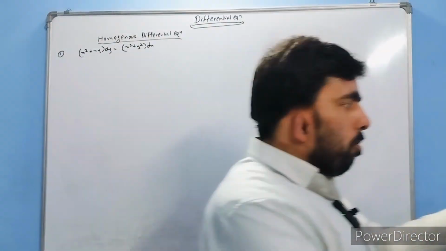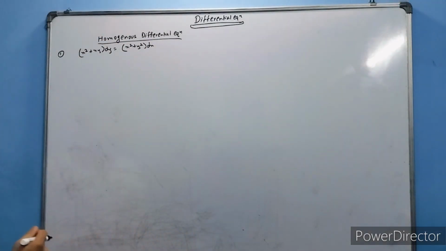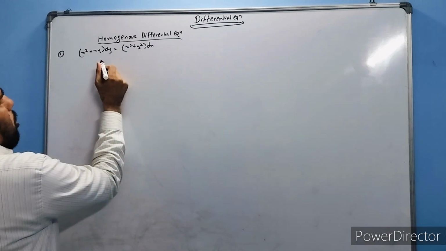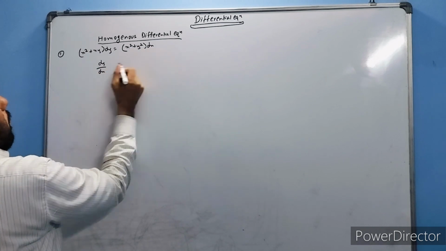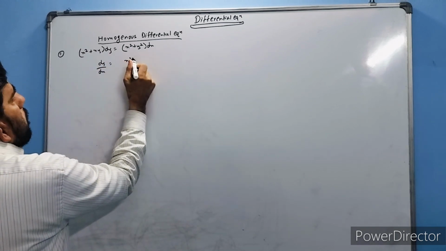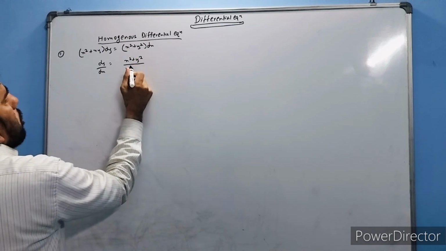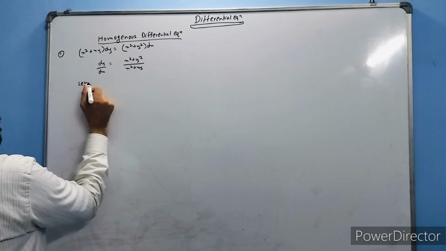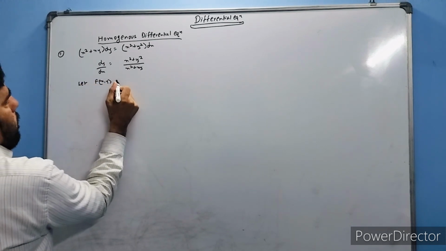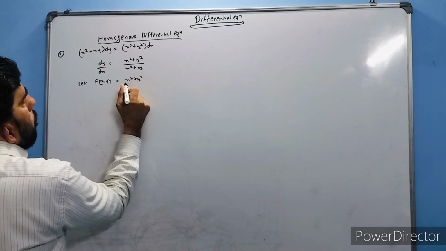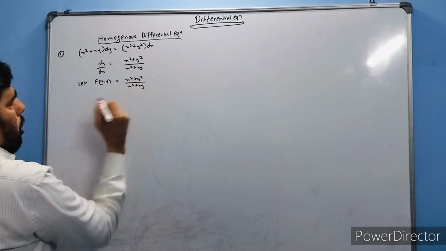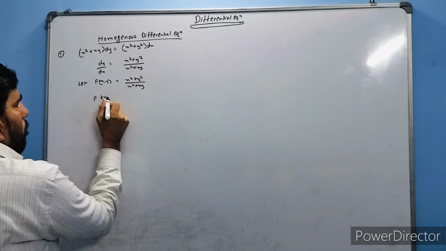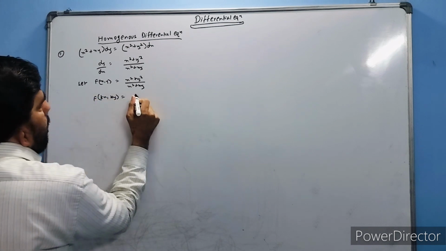This is the question. Now let us see how we can describe whether it is homogeneous or not. See, dy upon dx, take this side, and it is x square plus y square upon x square plus xy. Let this be f(x, y) is equal to x square plus y square upon x square plus xy. Now if I replace x by kx and y by ky, what will we have?